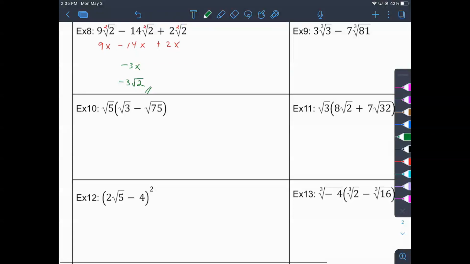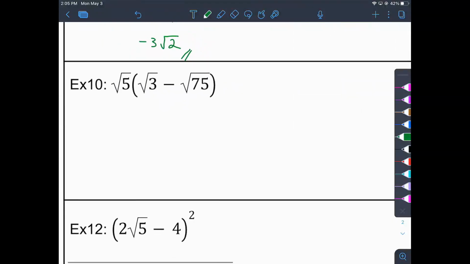Now I'm just going to jump down to this one here. I'm going to jump to 10. We've seen these before where we distribute. But this will be our final example of combining. I'm going to start by doing my distributing property. I'm going to distribute root 5 times root 3. Then I have root 5 times negative root 7. There we go. So now I can do the math.